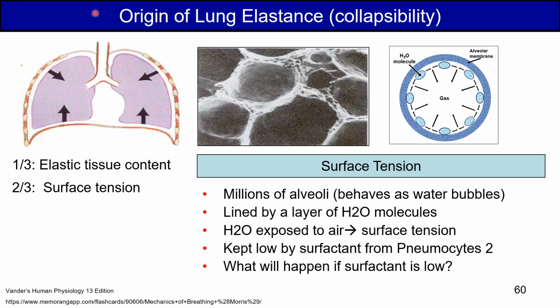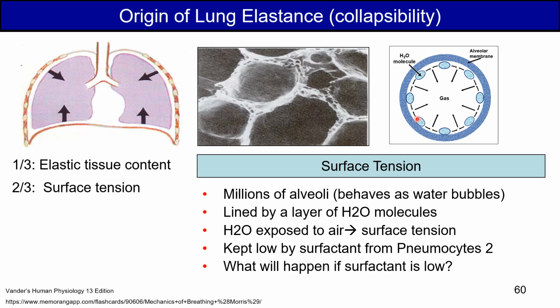Now let us discuss the origin of the lung elastance or its collapsibility. One-third of the elastic property of the lungs is due to its elastic tissue content, while two-thirds is due to the surface tension. Now, what is surface tension? The lungs are composed of millions of alveoli, which behave as a water bubble. It is lined by a layer of water molecules. Once these water molecules are exposed to air, they tend to attract each other and they develop surface tension.